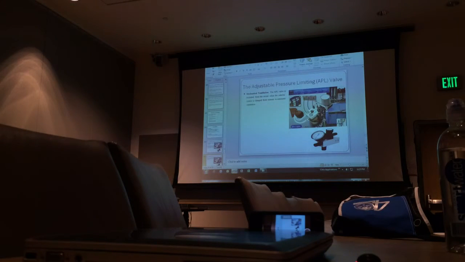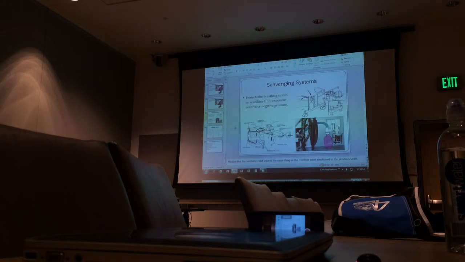Again, this is talking about the scavenging system. This is probably one of the least serviced and one of the most important systems on an anesthesia machine, because this is what's removing the waste gas that patients exhale and the anesthetic agents that they're exhaling and taking them out of the room so that the operating personnel don't breathe it in. I find a lot of times that these systems aren't serviced on a regular basis and can malfunction.